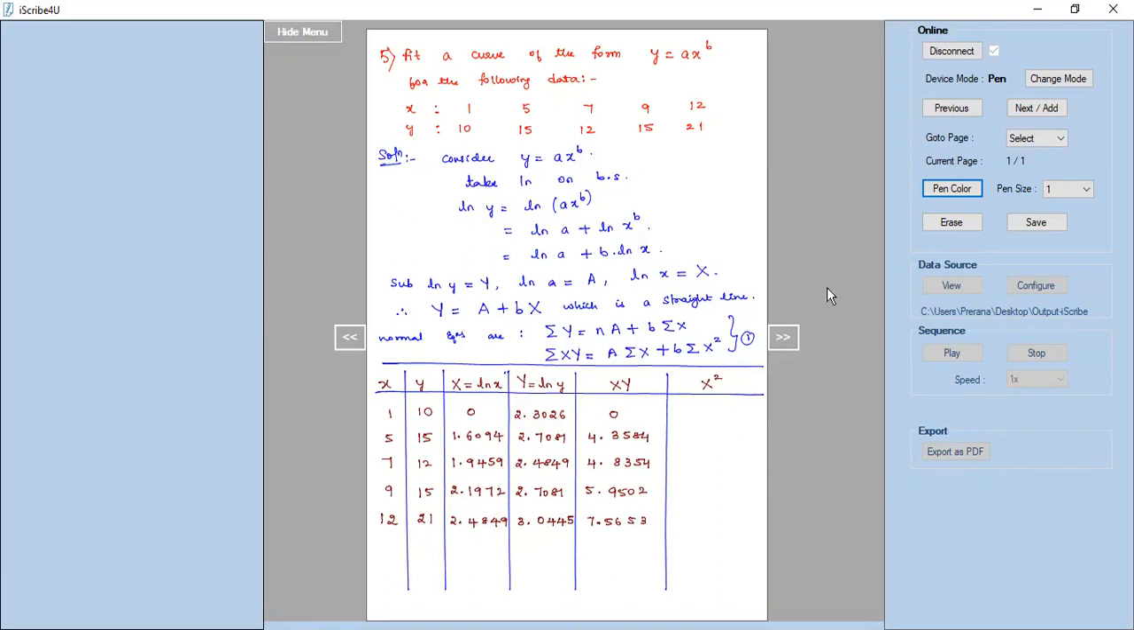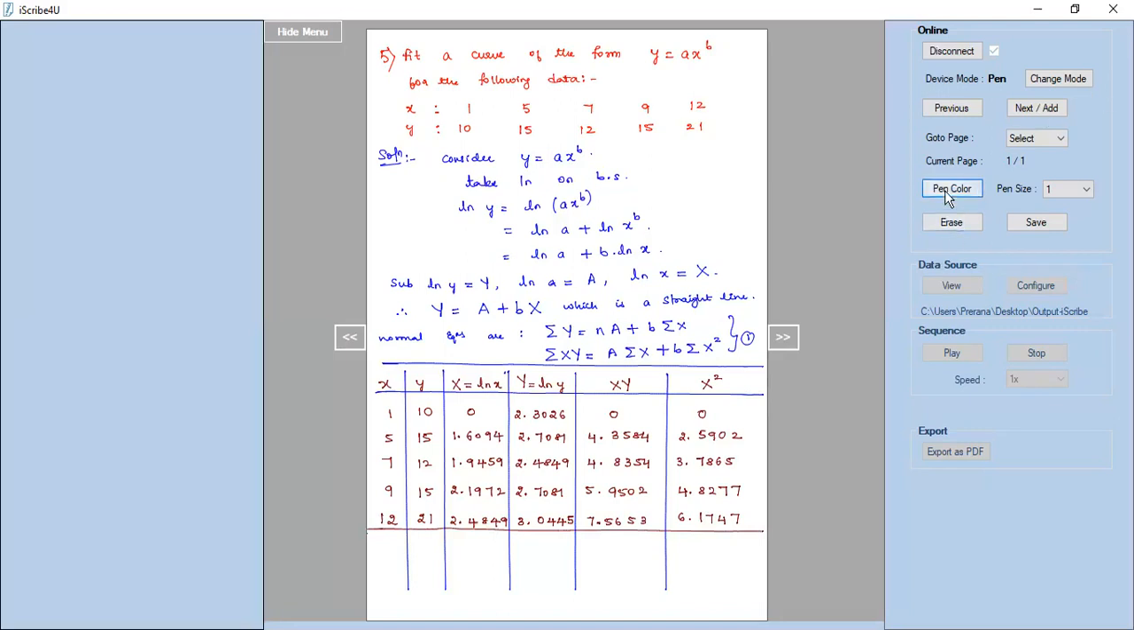So 0 square is 0, followed by 1.6094 square, which will give us 2.5902, 3.7865, 4.8277, and the last value 6.1747. So these are our capital X square values. Now we'll have to take the summation of these values. Let's sum it up. You can use calculator and sum these values.